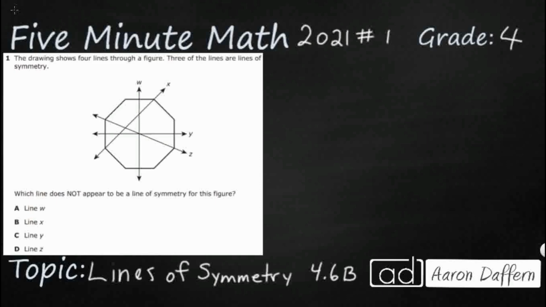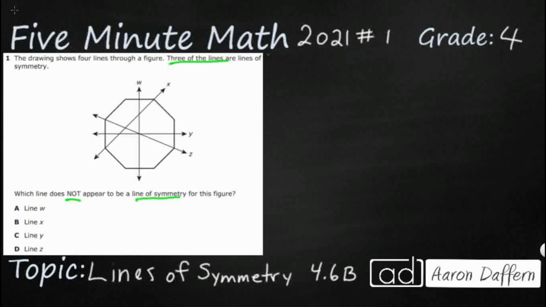So we have a drawing here, and it looks like we've got an octagon because we've got 8 different sides. There's 4 lines altogether, 3 of the lines are lines of symmetry, and one of them does not appear to be a line of symmetry for this figure. We need to find the one that is not that line of symmetry.